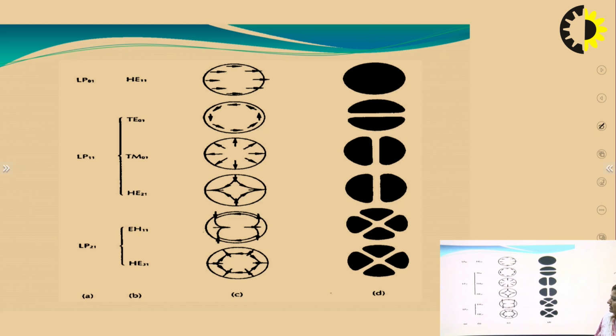So, it has 4 intensity profiles. Similarly, for HE31, it has 4 intensity profiles. So, these patterns are called flower patterns, the last one being LP21.